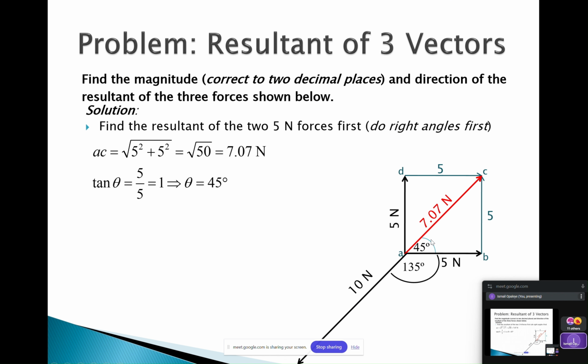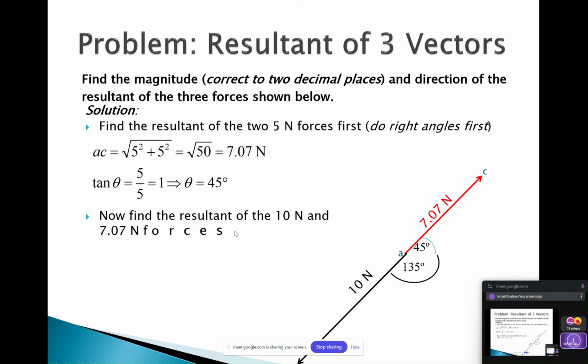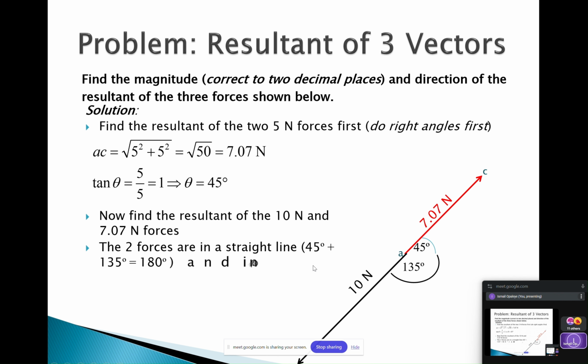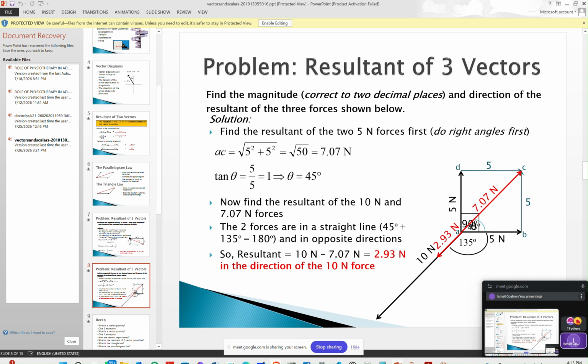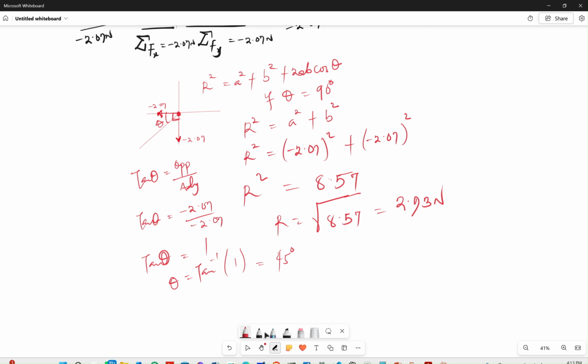Now you want to find the resultant of the 10 Newton and 7.07 Newton forces. The two forces are in a straight line and they are in opposite directions. This one points downward and that one points upward. So the resultant is 2.93 Newton. Was that what we got as well? What did we get here? Okay, can you see that?